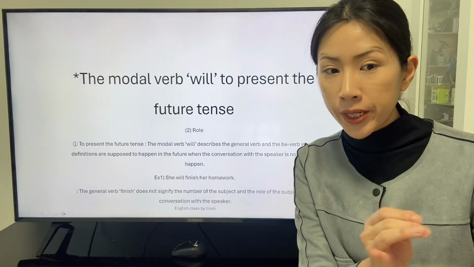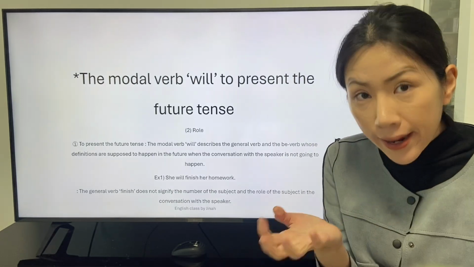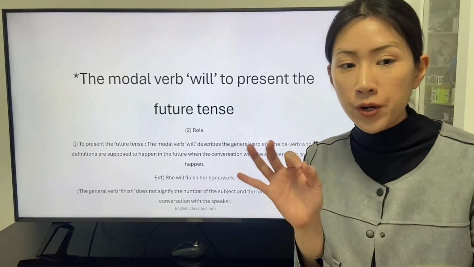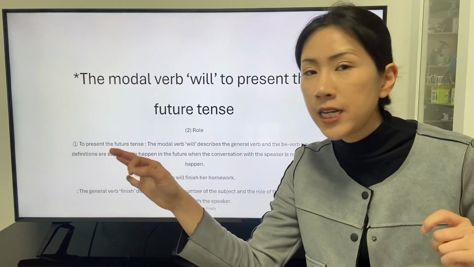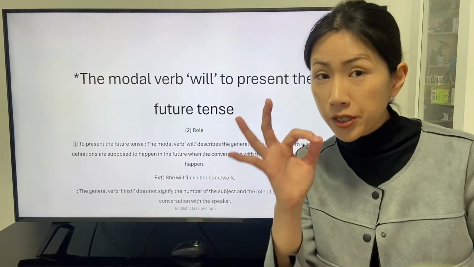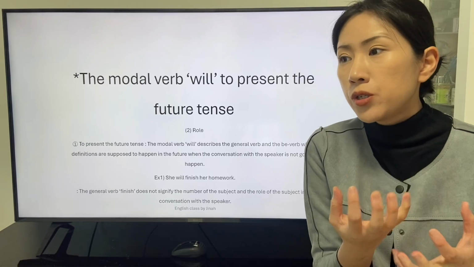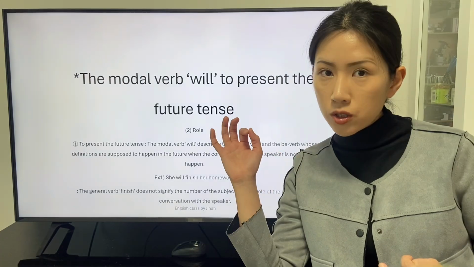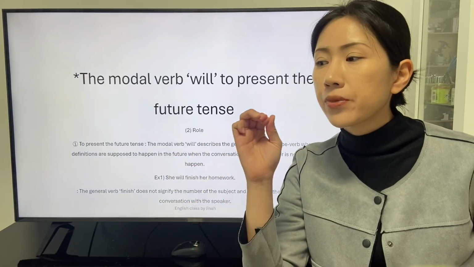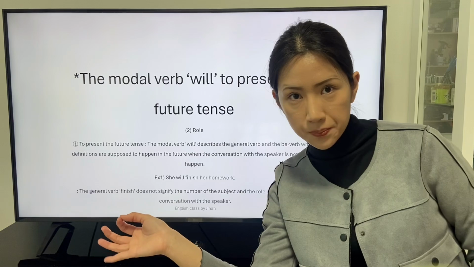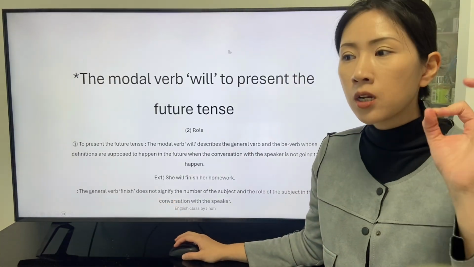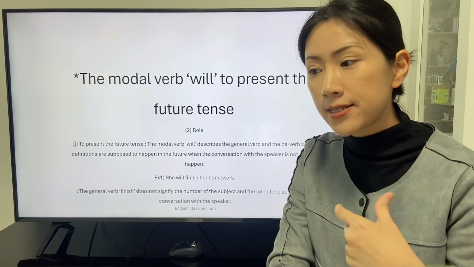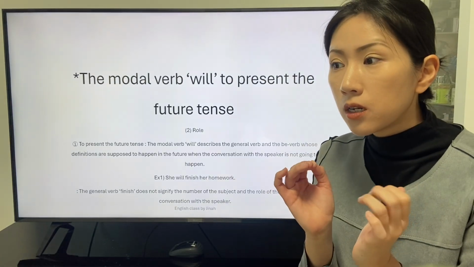The modal verb will describes and emphasizes the definition of the verb finish to happen in the future with uncertainty. So the speaker wants to express the expectation, the definition of the verb finish to happen. Because the modal verb will as a noun has the definition of expectation.